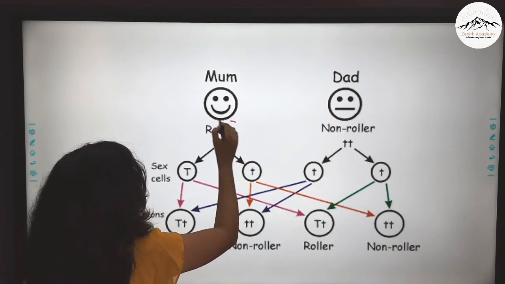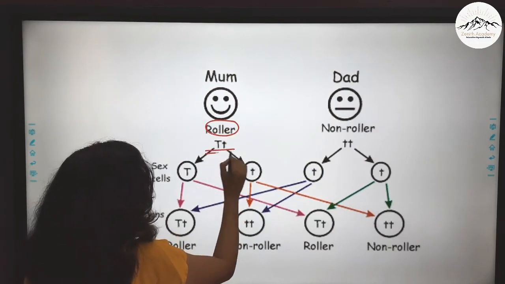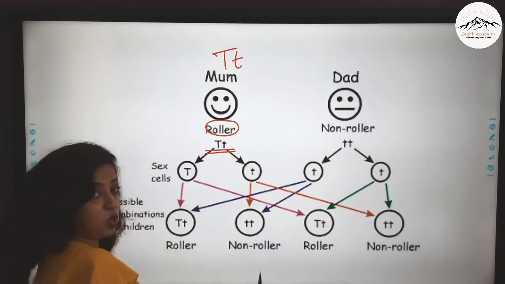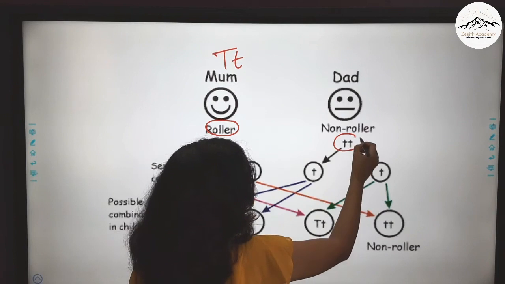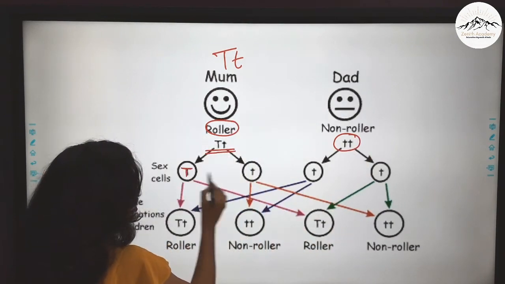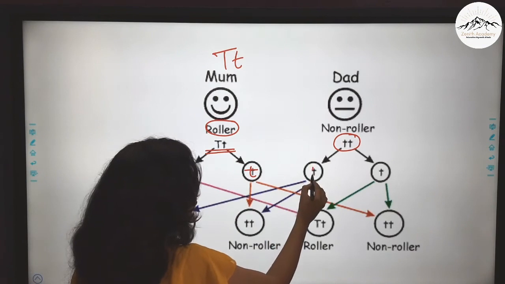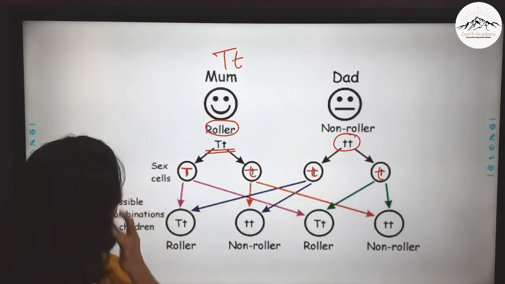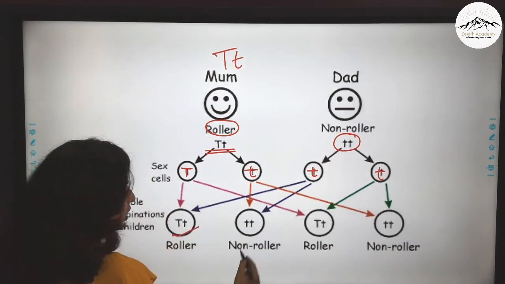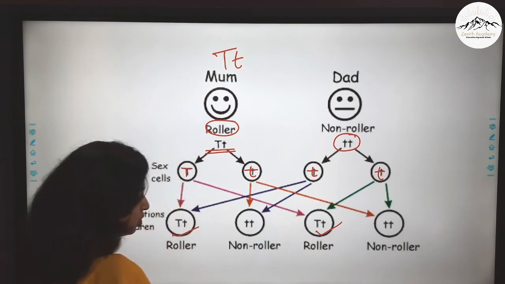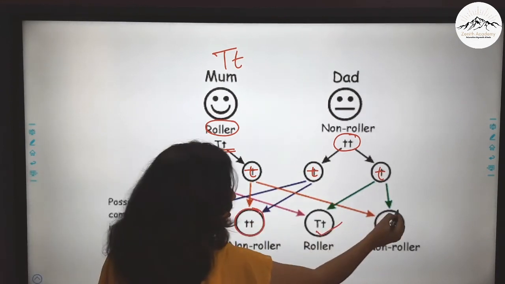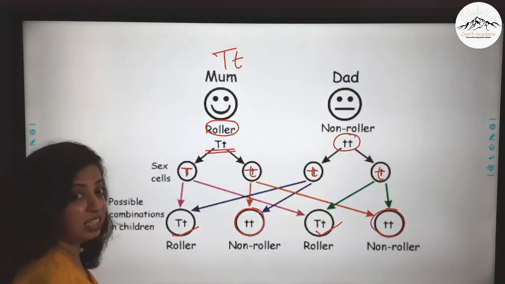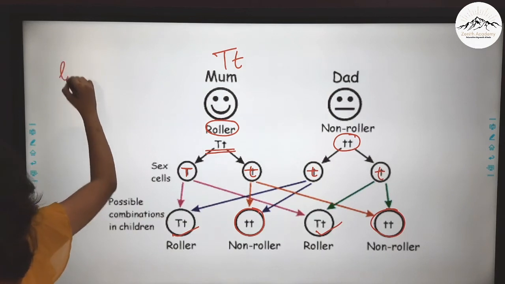Now here you can see mom is a roller, but now you can see this is heterozygous, capital T, small t. So heterozygous dominant, and the father is again a non-roller. So she will have capital T, small t, and the father will have both small t's. Right. So now when these chromosomes combine, you can see one is capital T small t, another one is also capital T small t, but two of them are non-roller, right? So you can see what the genotype is here.